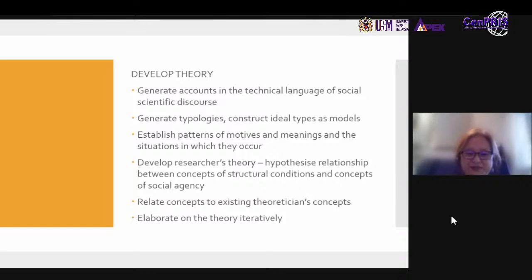So develop the researcher's theory. So hypothesize relationship between concepts of structural conditions, and then there's also concepts of social agency. So then relate these concepts to existing theoreticians' concepts and elaborate on the theory iteratively. So I think this part, I kind of just have a vague idea, and I will know more about it when I get to that stage. After I get past the first stage, then I will have a better resolution of the second stage.